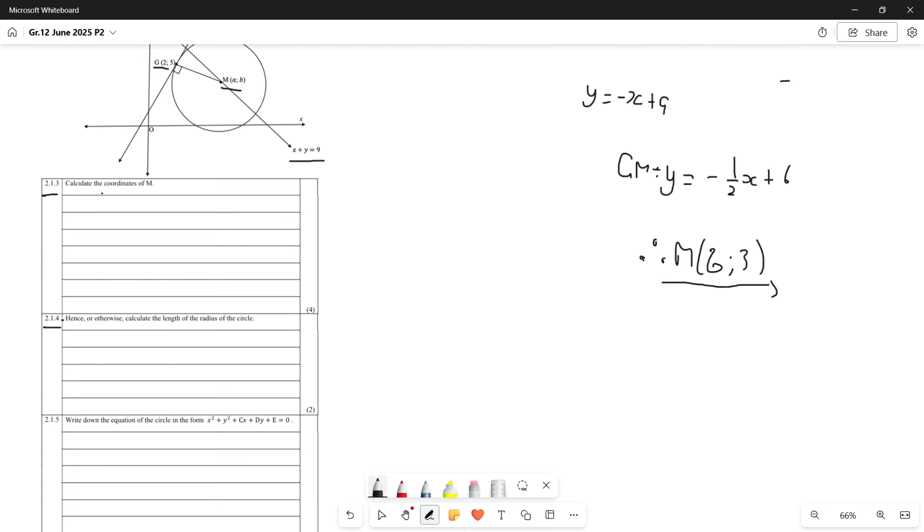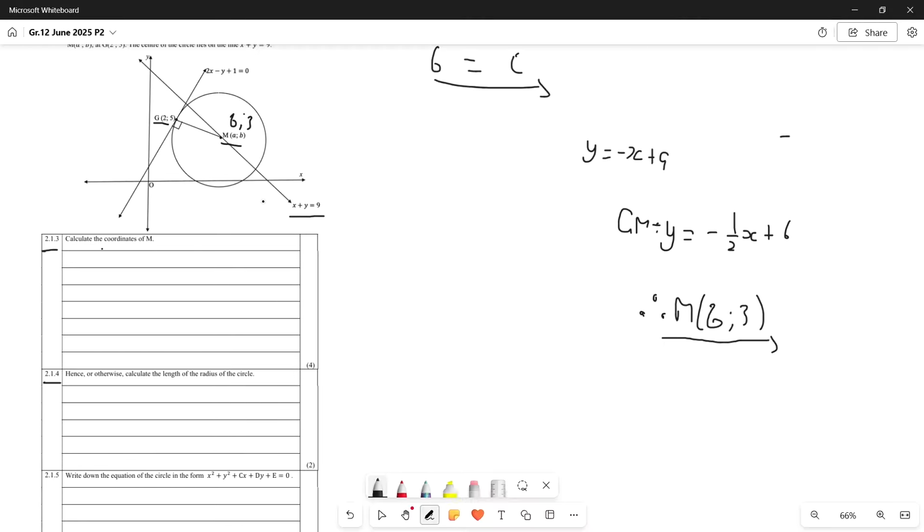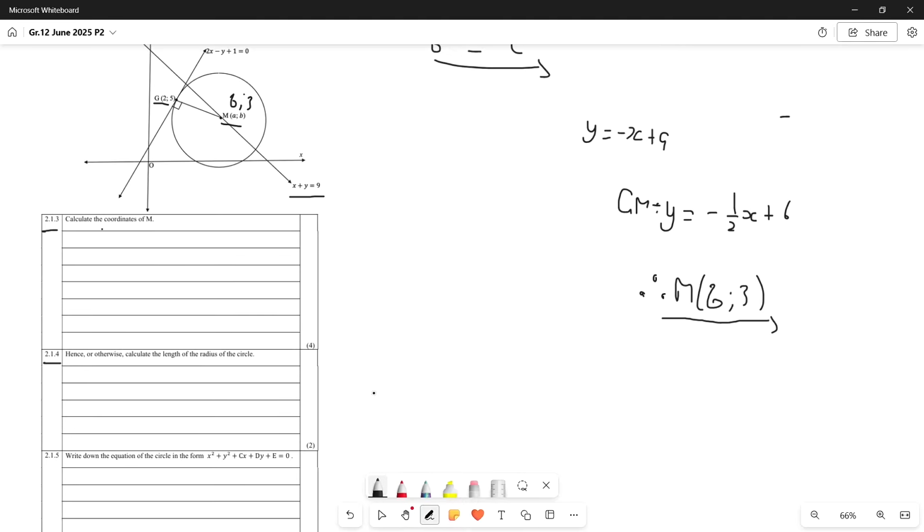And then question 2.1.4, hence or otherwise calculate the length of the radius of the circle. Okay, so the length of the radius of the circle. So we just calculated a was 6, b was 3, which means we can just do the distance formula for GM, and then we can have the length of the radius, because GM is the radius of the circle. So then our distance formula, distance squared equals 2 minus 6 squared plus 5 minus 3 squared.